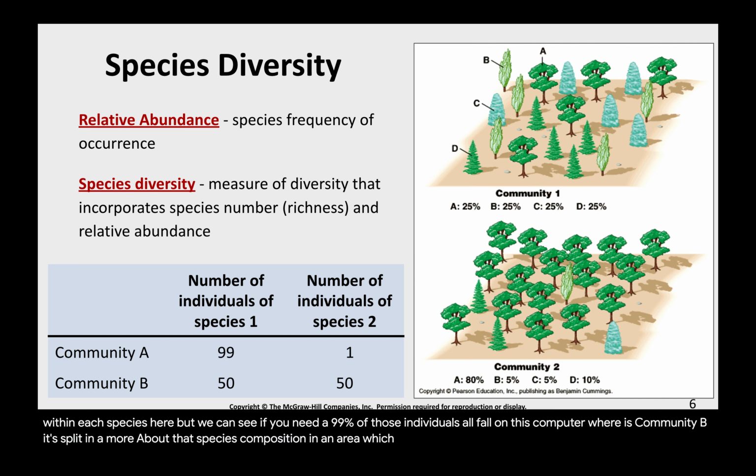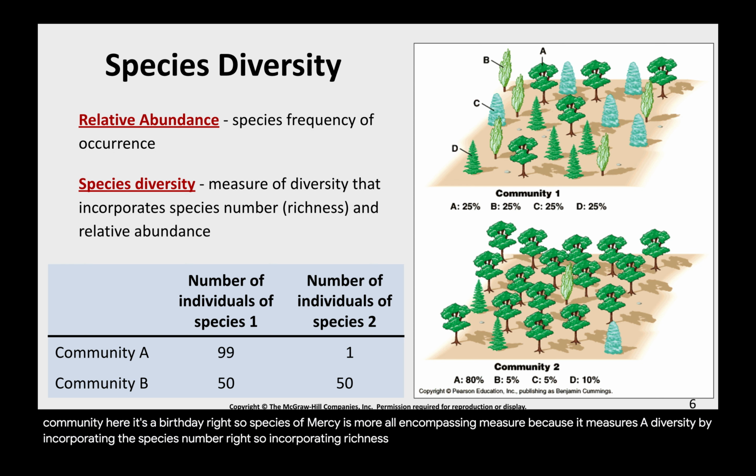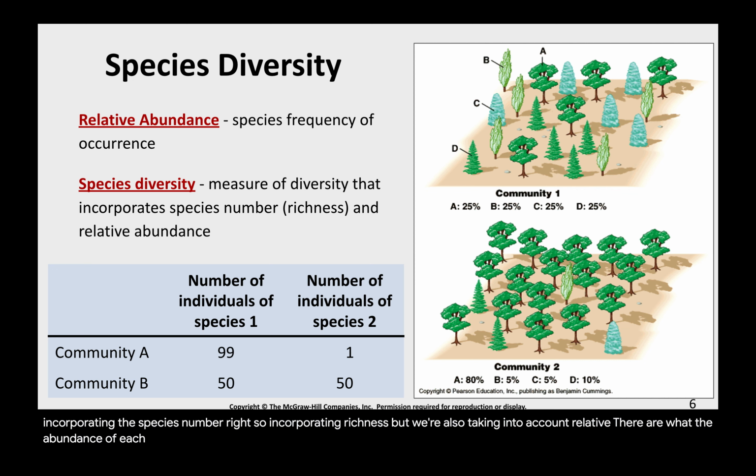which plays into our next term or our next measure of a community here, which would be species diversity. Species diversity is more all-encompassing of a measure because it measures diversity by incorporating the species number. So we're incorporating richness, but we're also taking into account relative abundance. So not only looking at how many species there are, but the abundance of each species together. That would be species diversity.